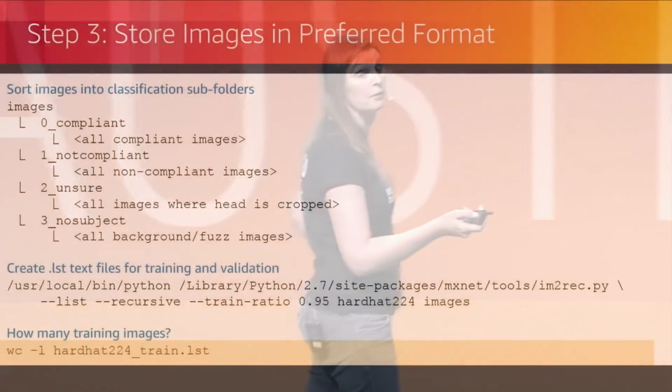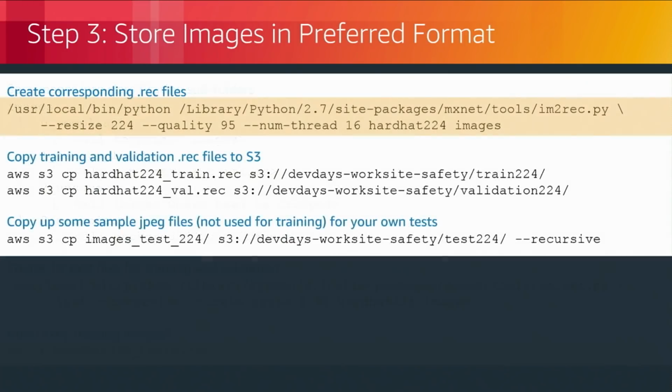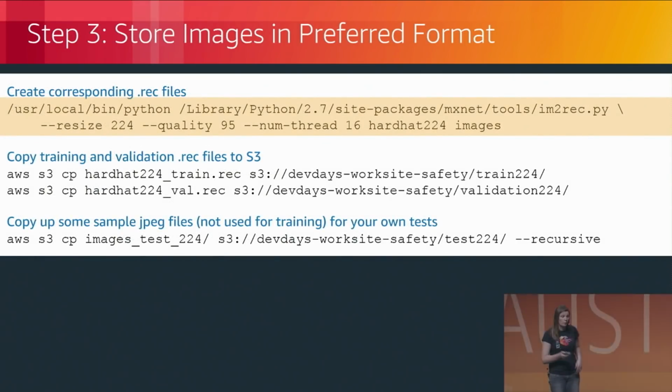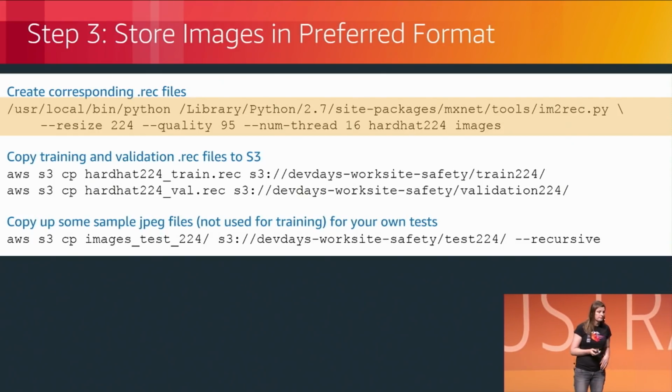Okay, so we've created a list file. Go have a look at this. It's a text file. Have a look and you'll understand exactly what's going on. It's a list of all your images. So once you've got that list file, we can now put it into rec.io format. We use the same tool, im2rec.py.